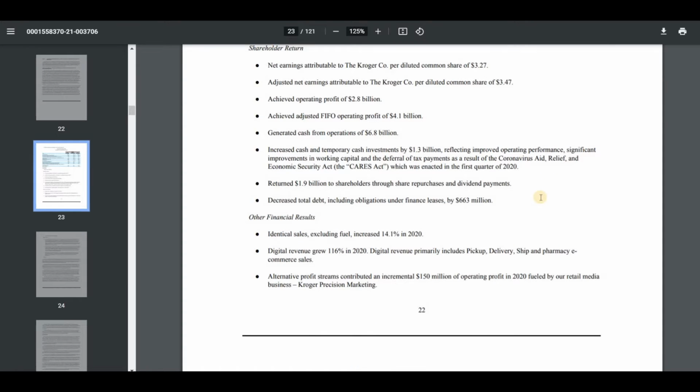What was most interesting to me is that their digital revenue grew 116%, which was expected due to the pandemic. But I love to see old retailers like Walmart and Kroger explode in digital revenue. Target has been an absolute monster because they've grown their digital revenue over 500% in the past year.